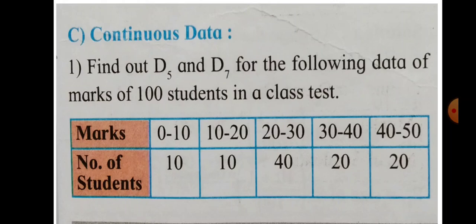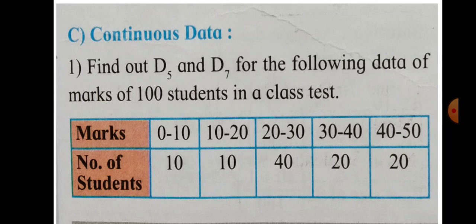Now let us see next one, how to calculate deciles from continuous data. Continuous data is also known as grouped data. So you have to find out deciles from continuous data or grouped data. Here an example is given. You have to find out D5 and D7 for the following data of marks of 100 students in a class test. In the first row, marks of the students are given in the form of groups, also known as class intervals. And in the second row, the number of students, that is frequency.